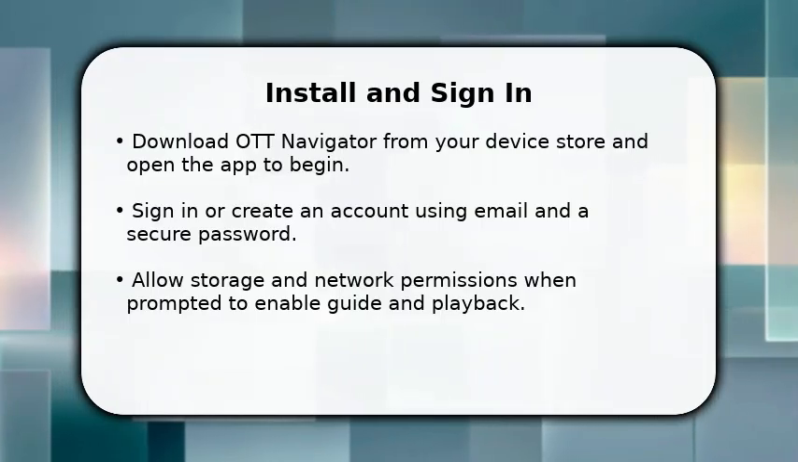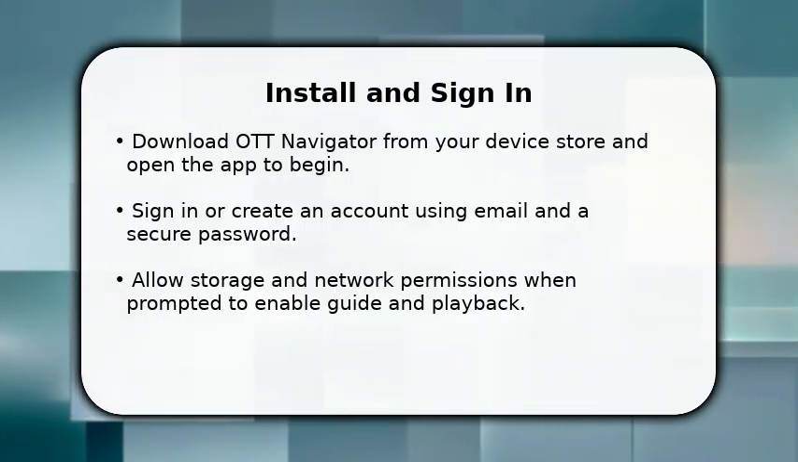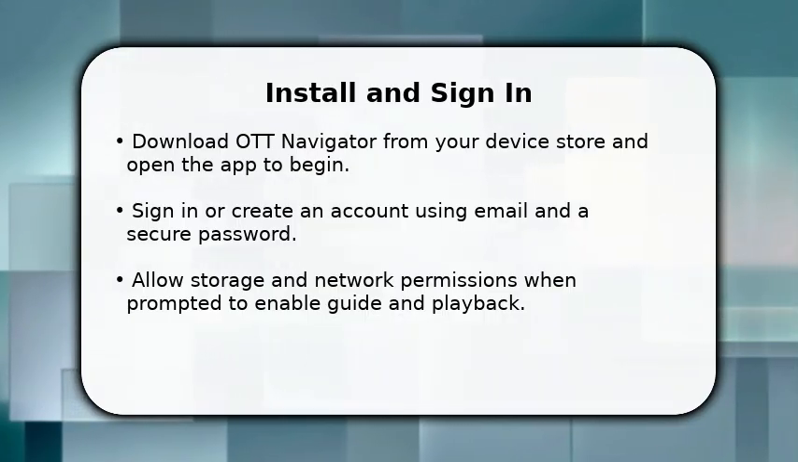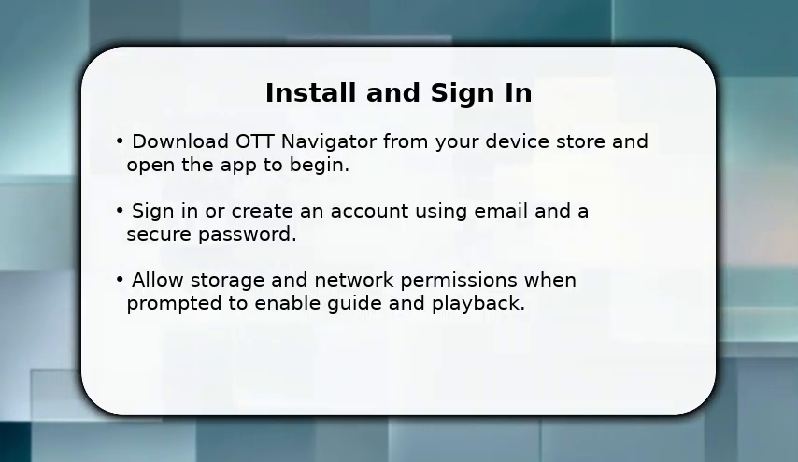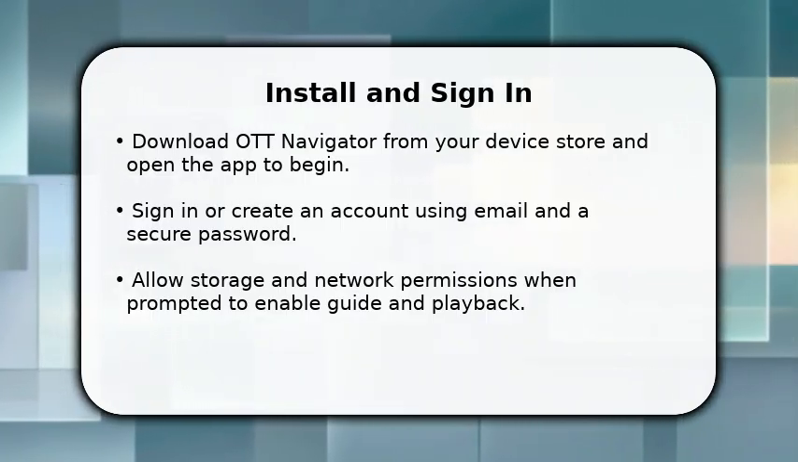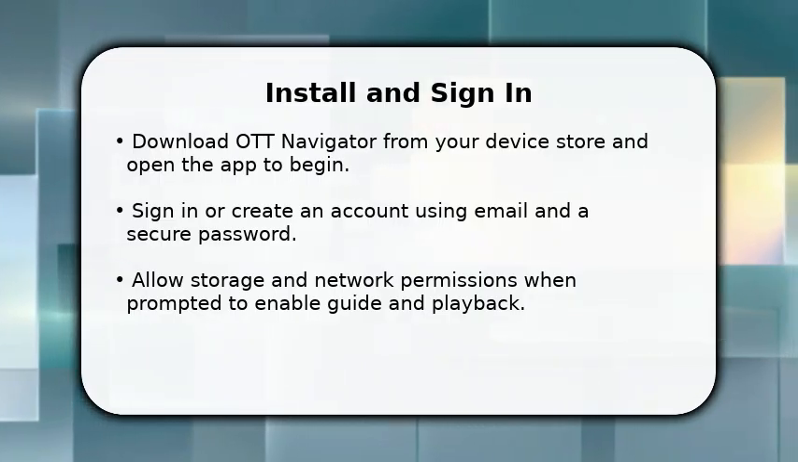Start by downloading OTT Navigator from your device store and open the app. Grant storage and network permissions when the system prompts you to enable guide and playback features. Create an account or sign in using your email and a secure password to keep settings synced. If you prefer anonymous use, skip sign in and save local settings only.